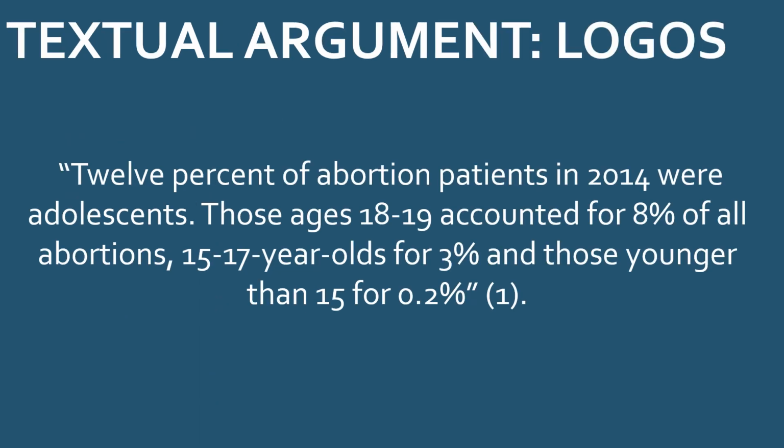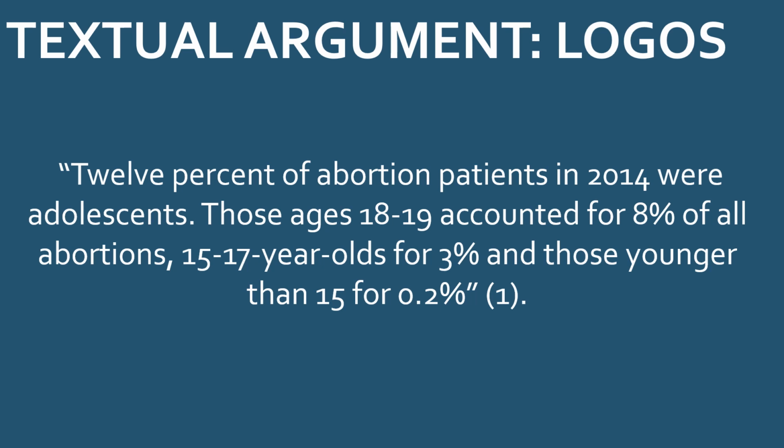There are many logos textual arguments in this fact sheet. For example, under the heading Who has abortions, there was an argument that describes the percentages of abortions in the United States in 2014 by different adolescent age groups. 12% of abortion patients in 2014 were adolescents. Those ages 18 and 19 accounted for 8% of all abortions, 15 to 17-year-olds for 3%, and those younger than 15 for 0.2%. Logos argument uses fact, evidence, and reason for making a case.